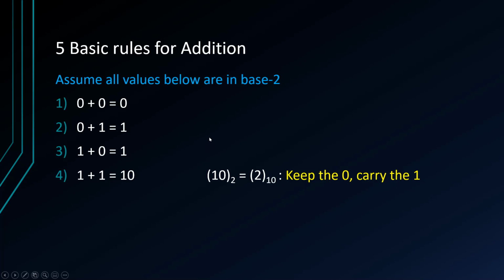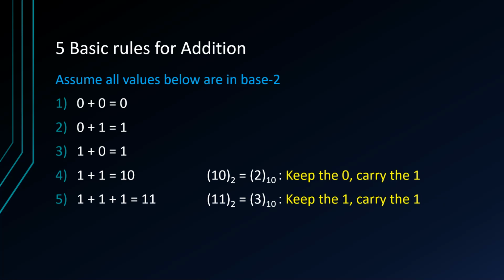That may result in a scenario like this. 1 plus 1 plus 1. Well, we know that's 3. Right? Okay, no problem. Well, in binary, 3 is the equivalent of 1, 1. So 1 plus 1 plus 1 is 1, 1. But again, we can't keep that in a single column. So we keep 1 and we carry 1.